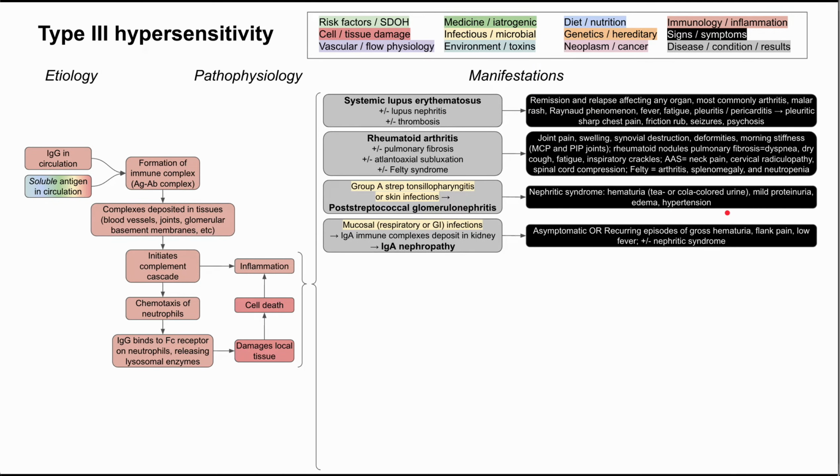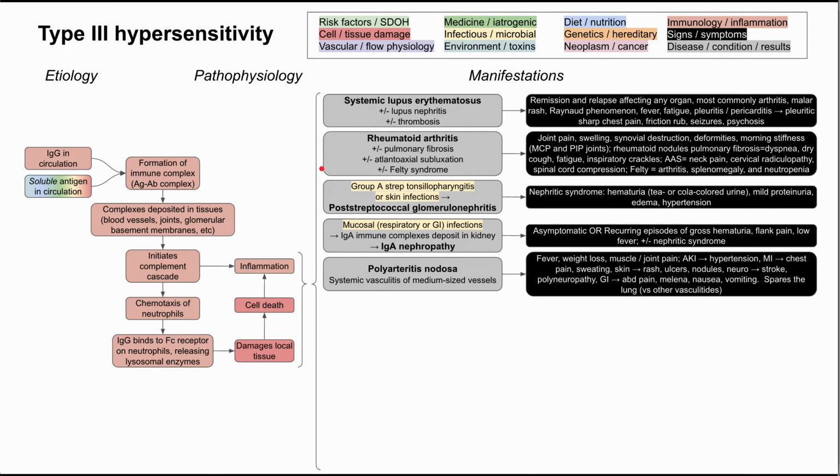Another kidney disorder, this one tends to be a little bit milder, is IgA nephropathy. This is the exception to this IgG in circulation that I mentioned earlier. This one is IgA immune complexes. And it usually is triggered by a mucosal infection, either a respiratory infection or a GI bug. And it causes these IgA immune complexes that deposit in the kidney. So some of these are actually asymptomatic, and the patient might not have any symptoms at all. In more severe cases, the patient will have recurring episodes of gross hematuria, flank pain, low fever, and possibly nephritic syndrome, so mild proteinuria, edema, and hypertension, as we mentioned above. But these are the two kidney disorders that would be relevant to type 3 hypersensitivity.